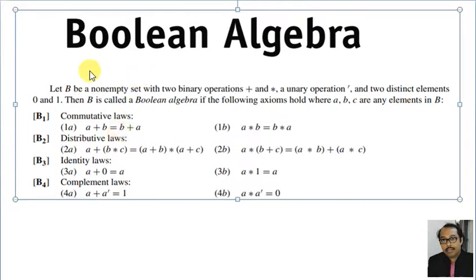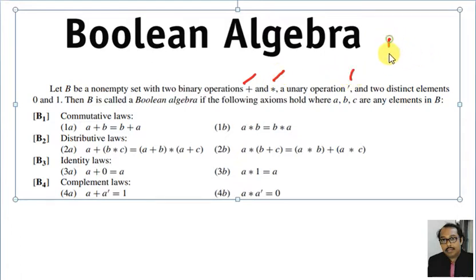Now according to your syllabus there is Boolean algebra. Today we are going to discuss Boolean algebra. See, this is similar to algebra but there is a difference. So I am using some symbols: this one is plus, this one is into, and this one is complement.